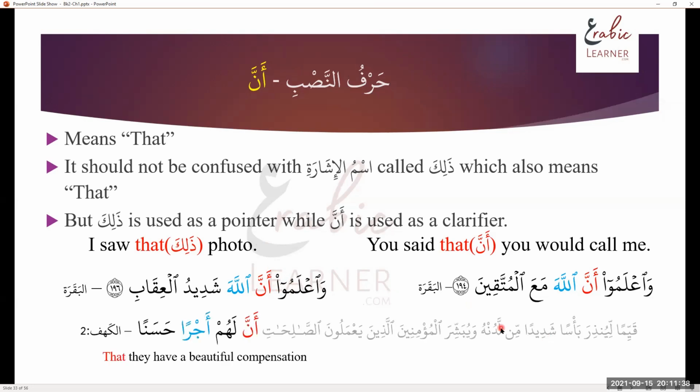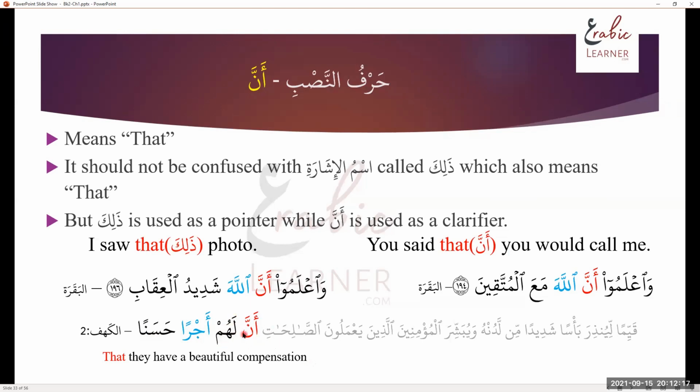Another example from Surah Kahf. Anna, so this is a big ayah. قيما لينذر بأسا شديدا من لدنه ويبشر المؤمنين الذين يعملون الصالحات أن لهم أجرا حسنا. That for them, lahum, or that they have, you can say ajran hasana. Now this was actually ajrun hasanun, beautiful compensation, but due to anna.